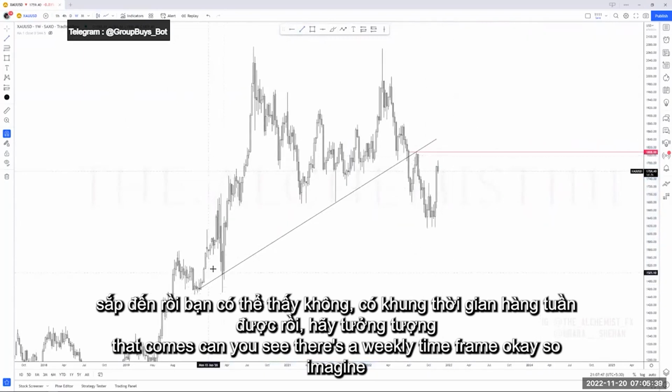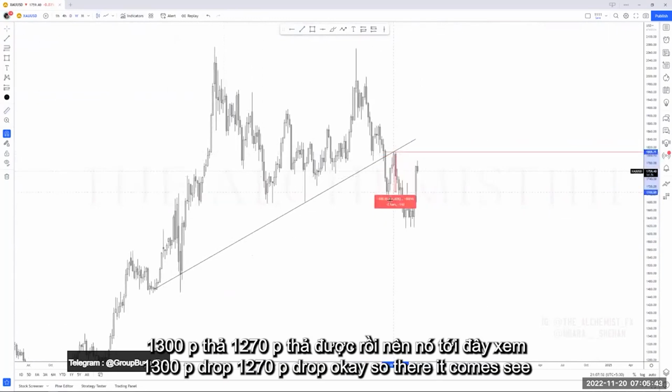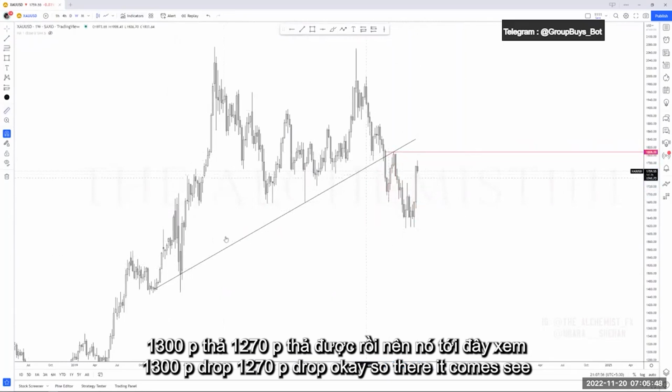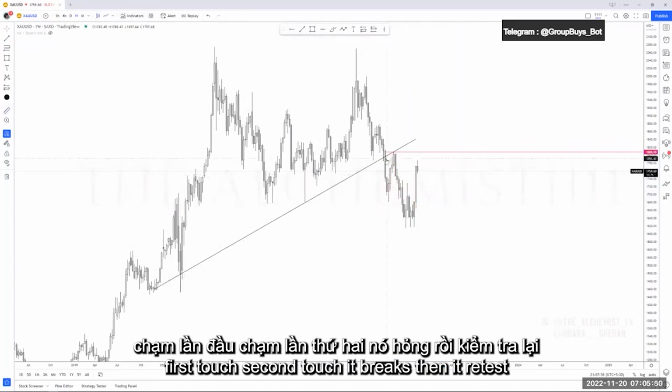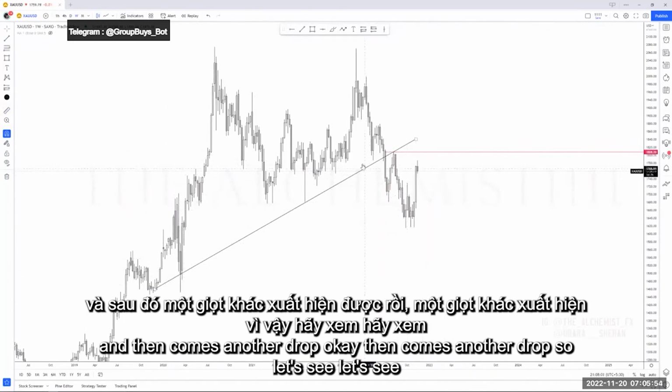This is the weekly time frame. Imagine what your pip count will be. From here to here, we had a 1,300 pip drop, 1,270 pip drop. So there it comes. First touch, second touch, touch. It breaks, then it retests, and then comes another drop.